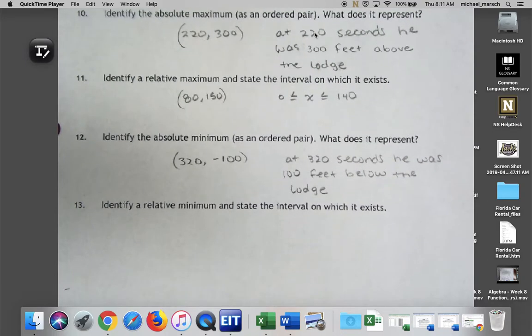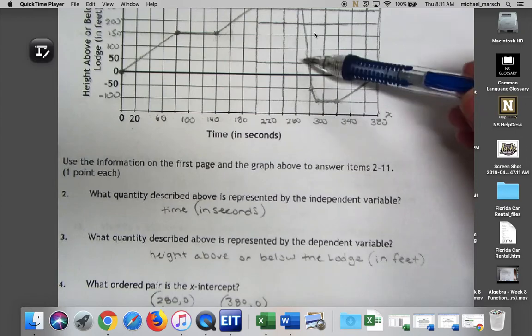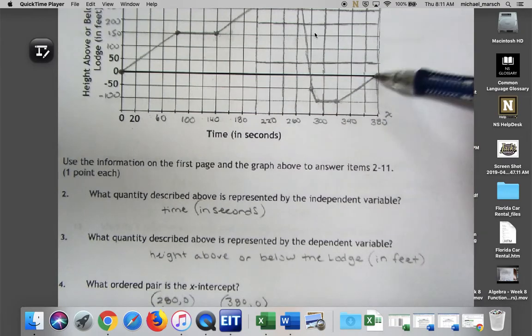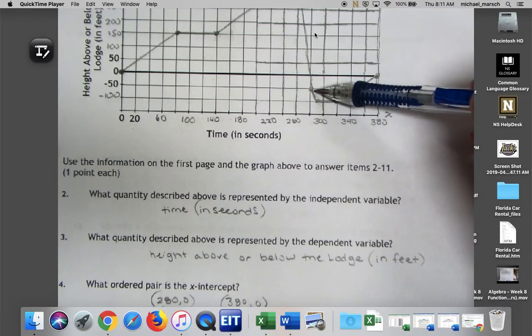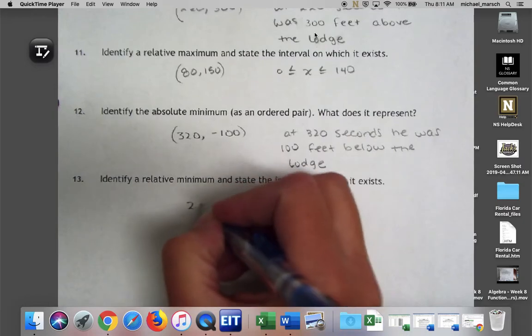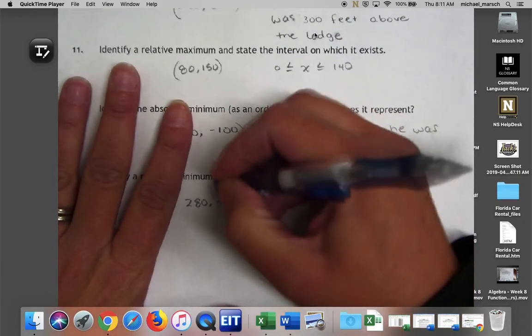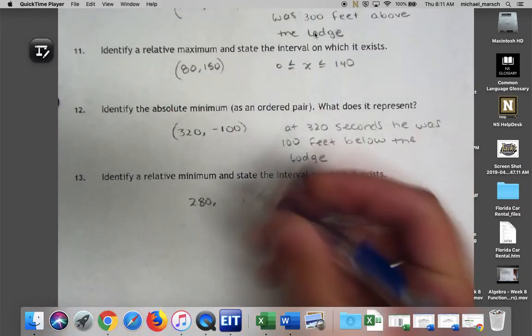Identify a relative minimum and state the interval on which it occurs. So this one's a little bit tricky, but it kind of works. This could be considered a relative minimum because it's still low, but it's not our lowest dip, right? So I'm going to go ahead and choose this point. So that's 280, negative 50. Excuse me, just negative 50, not 150.